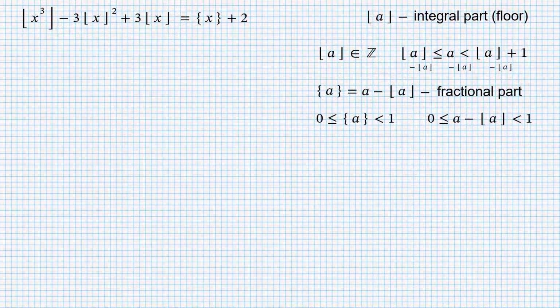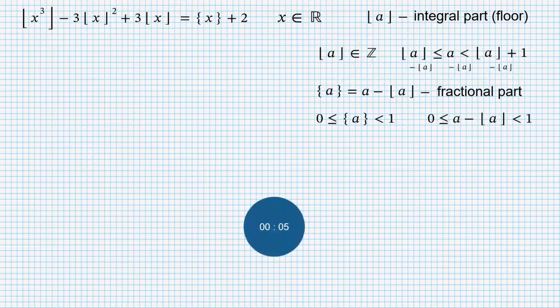Quite obviously, integral and fractional parts apply only to real numbers. Therefore, in the given equation, x must be a real number. The serious part of the video is over, the rest is just for fun. 5 seconds for you to solve on your own.